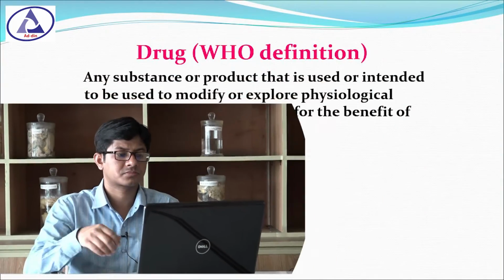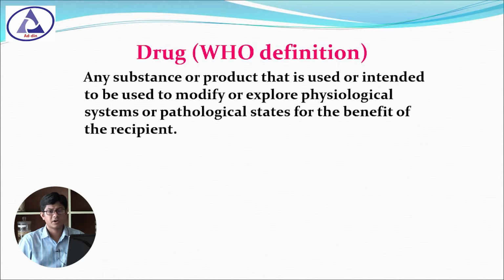Today we will discuss about drug. The word drug comes from drogue, a French word which means a dry herb. The World Health Organization gives a definition of the drug. A drug is any substance or product that is used or intended to be used to modify or explore the physiological system or pathological state for the benefit of the recipient.